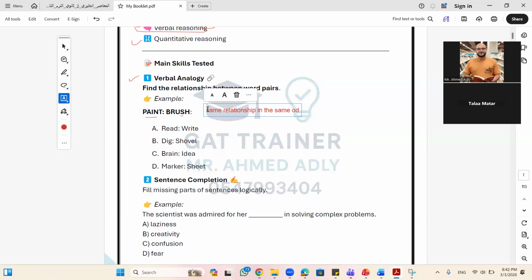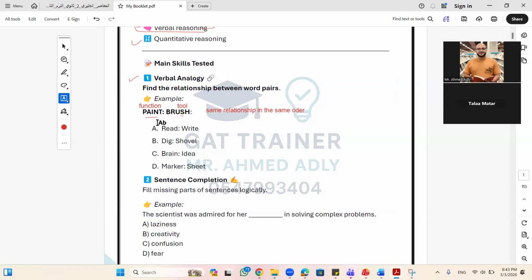For example, let's look at this example. Paint and brush. This is a function, all right? And this is a tool. So we use a brush to paint. But look at me here. We're starting with the function and then the tool. We need to choose a pair that shares the same relationship.